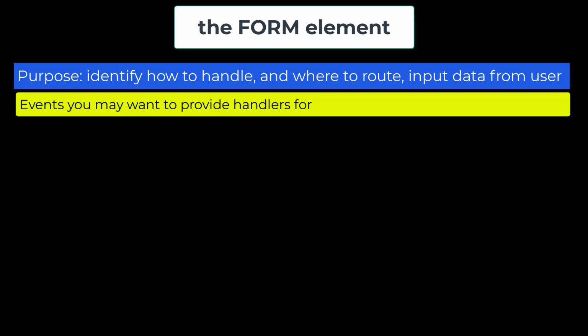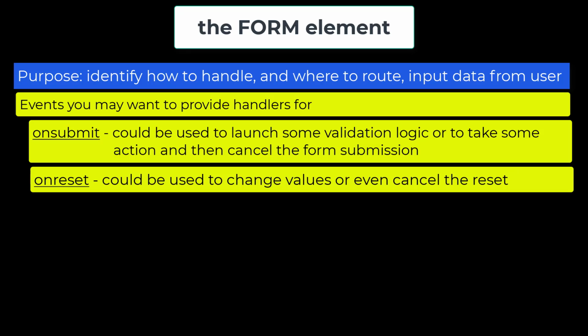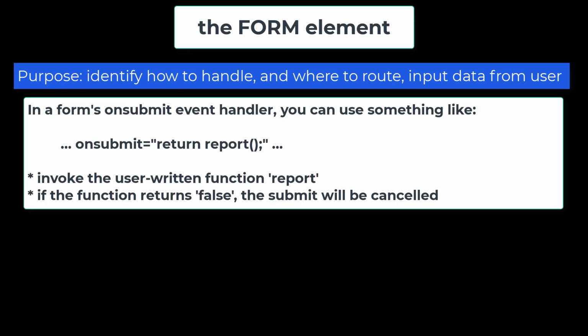Events you may want to provide handlers for. OnSubmit. This could be used to launch some validation logic or to take some action then cancel the form submission. OnReset could be used to change values or even to cancel the reset. Note, in a form's OnSubmit event handler, you can use something like OnSubmit equals return report, parentheses. This will invoke the user-written function report, and if this function returns false, the submit will be canceled.